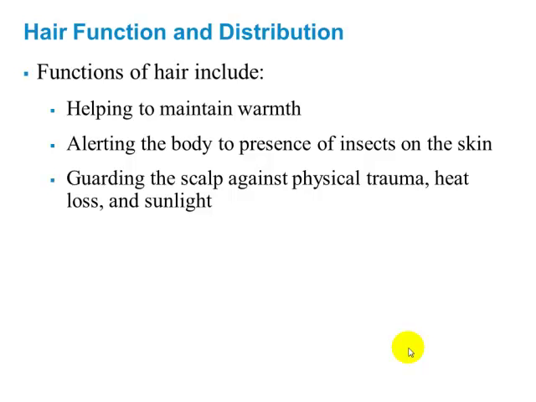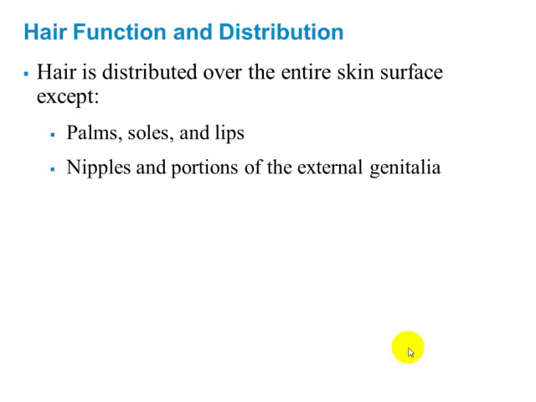Now, we as humans, we really don't have lots of hair over our bodies anymore. We've mentioned, with a few rare exceptions, most humans do not have hair everywhere. We have very fine hair. There are places where there is no hair whatsoever. This would be on the palms of the hands, soles of the feet, the lips, the nipples, and certain portions of the external genitalia.